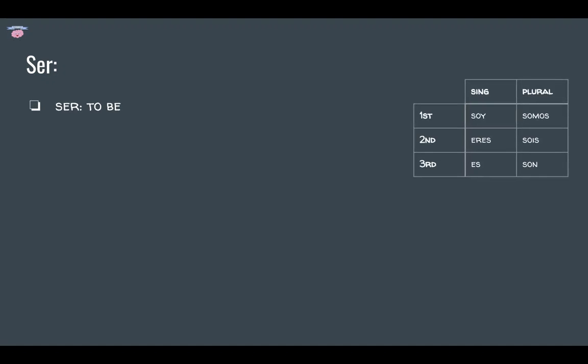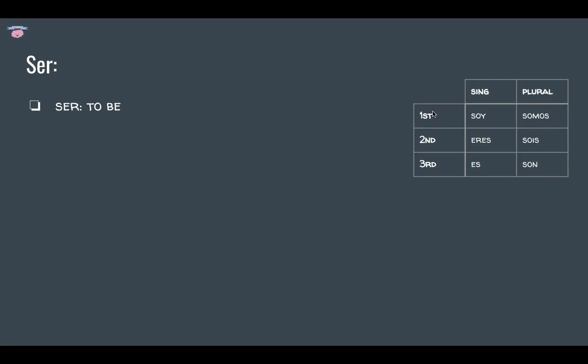So, some important verbs. These are irregular verbs, and they don't follow the conjugations that I'll show you later in this video. These have their own separate conjugations. The first one is ser, which means to be. And here's the conjugation. First person singular is soy, eres, es, somos, sois, son.